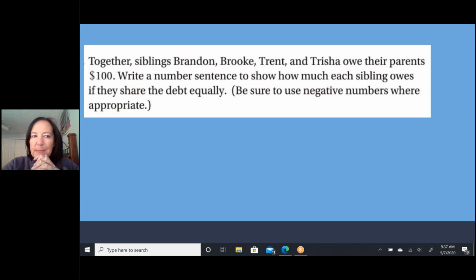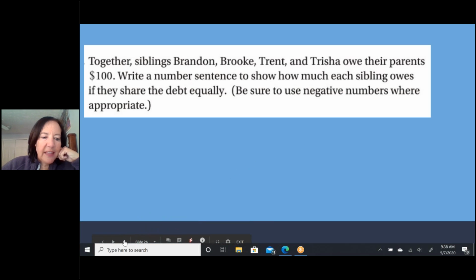Negative 100. We're sharing it equally. So what's our operation? Addition, subtraction, multiplication, or division? Division. So it's going to be negative 100 divided by what is going to equal negative 25? Divided by 4. That's it. They're tricky. That's why I wanted to practice these.